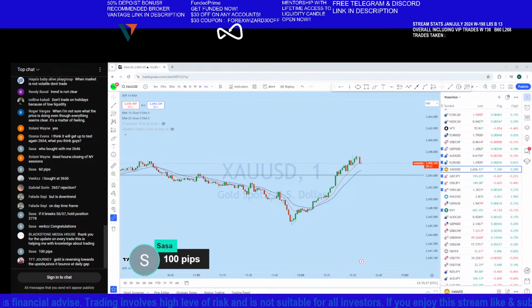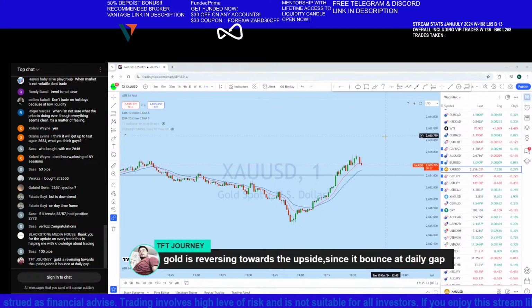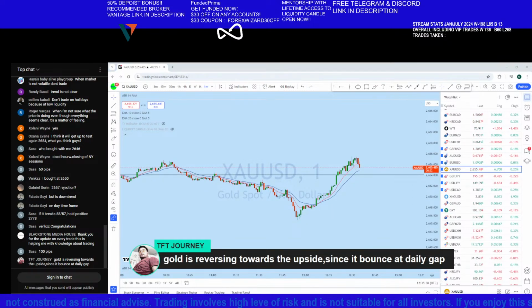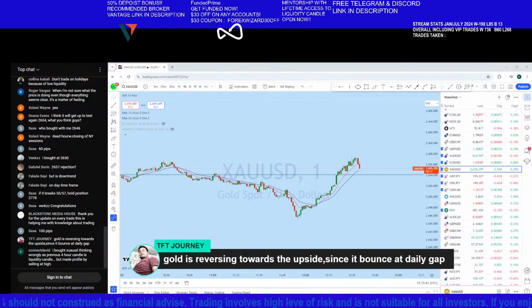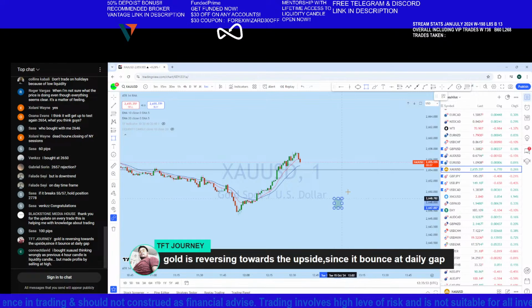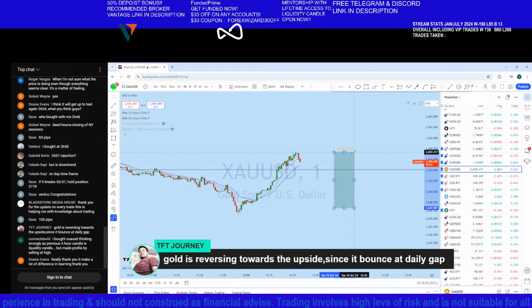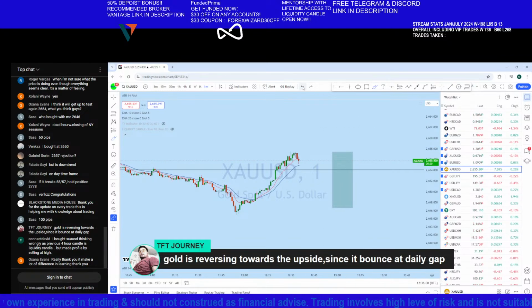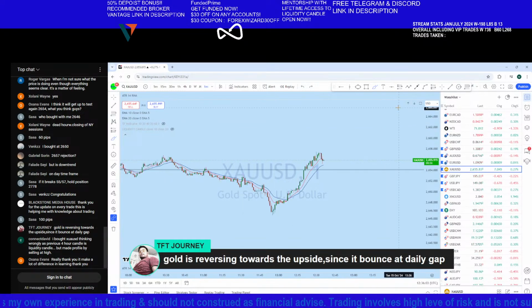100 pips, yeah. Gold is reversing towards the upside since it bounced on daily. Yeah, this is what I was talking about. That's why I switched time frame. The reason is, even if you're trading on the 1 minute chart, this is a great understanding, guys. Trust me, this will change your trading completely. So pay attention. Attention is key. When you pay attention, where the attention goes, energy flows. So make sure you keep full attention always on what you want to learn and grow.